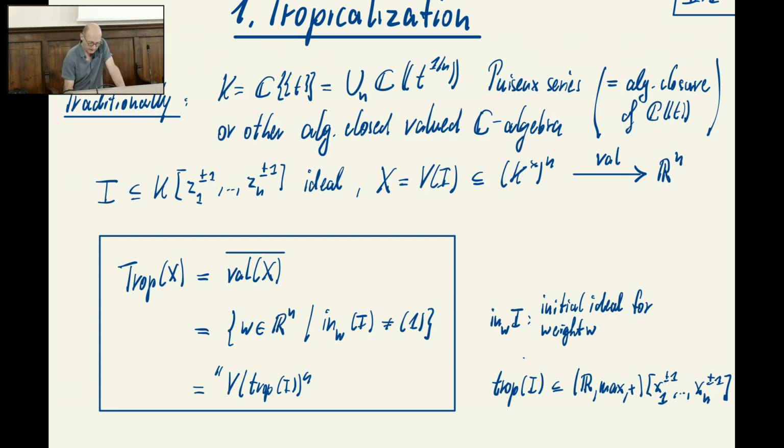The interesting thing, and that's not algebraic geometry, is that there's a valuation map from this (K*)^n to R^n. If you know Berkovich spaces, or non-Archimedean geometry, you will recognize this, but I'm not going to comment on that. And the tropicalization is simply the closure of the image of X under this valuation map. So this is one definition.